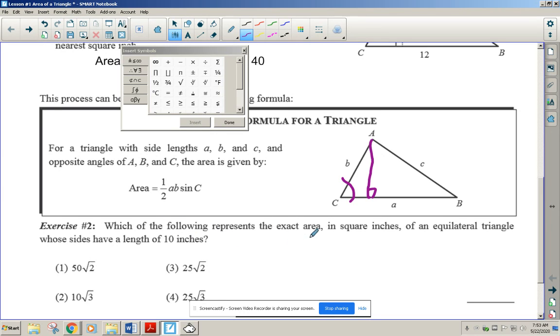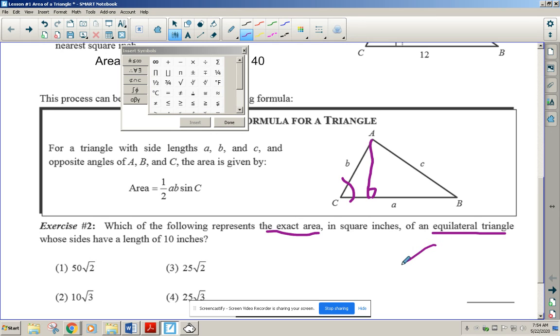Which of the following represents the exact area? Now, when they say exact, you're going to have to use your special triangle. That's always a hint. They say the word exact, we're going back to one of our special triangles.